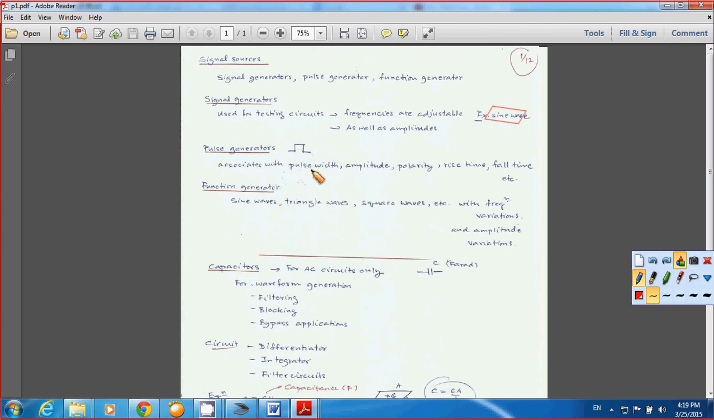So you associate the power with amplitude and period, also polarity, rise time, and fall time. The last one is the function generator, which can generate sine waves, triangle waves, square waves, etc. You can vary the amplitude or frequency, and we will get into that later on.